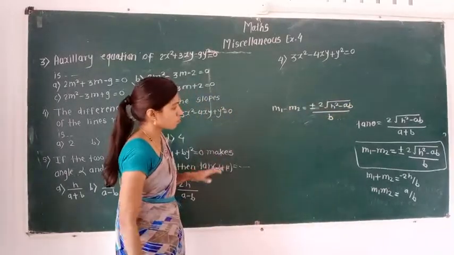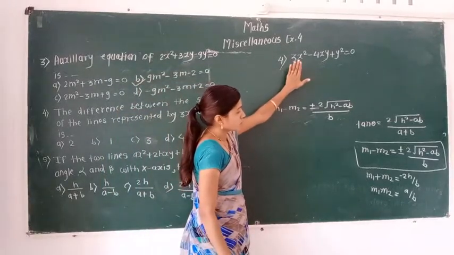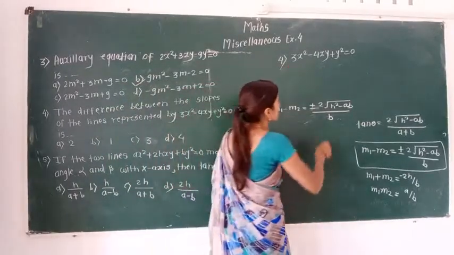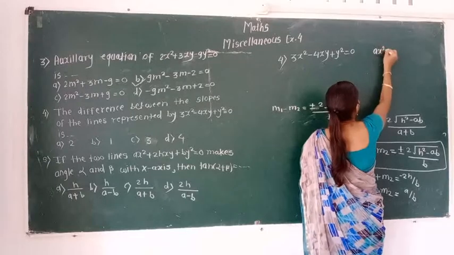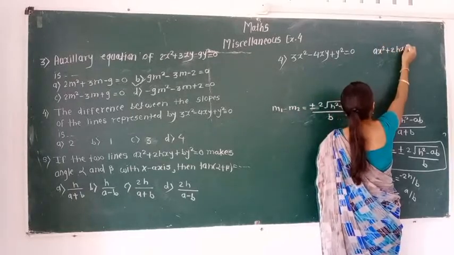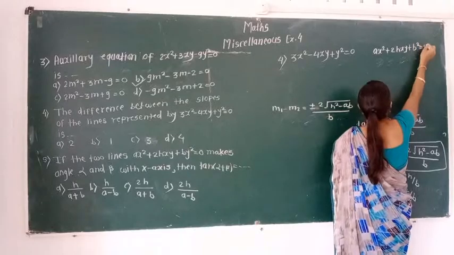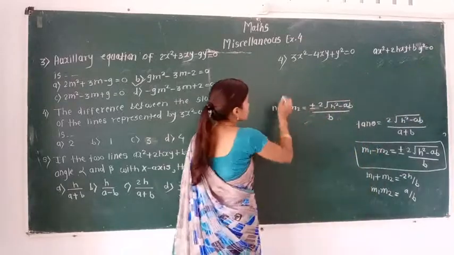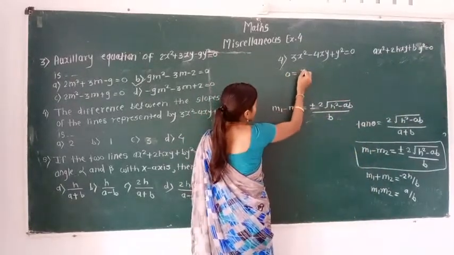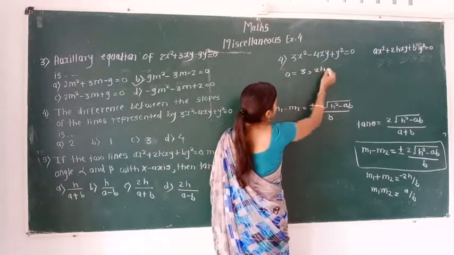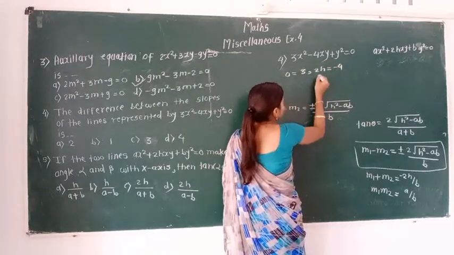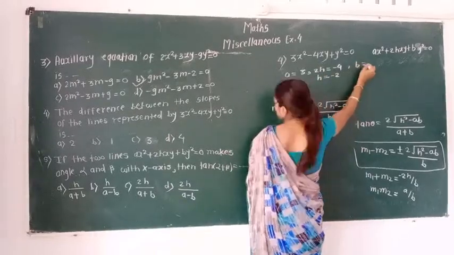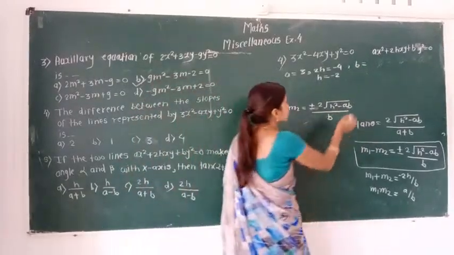Now first of all we have to find the values of h, a and b. Comparing this equation with the standard equation ax square plus 2hxy plus by square is equal to 0, we get the value of a. Take a as 3. Value of 2h is minus 4. Simplify this, we get the value of h is minus 2. And value of b, take here coefficient of y square is 1.